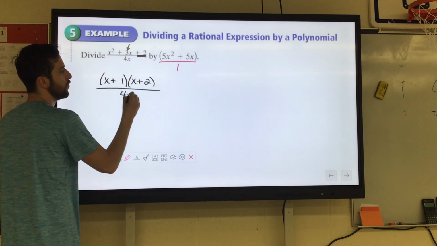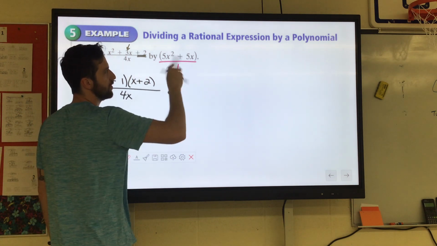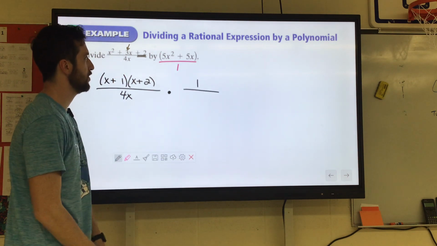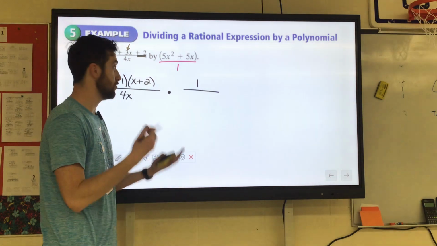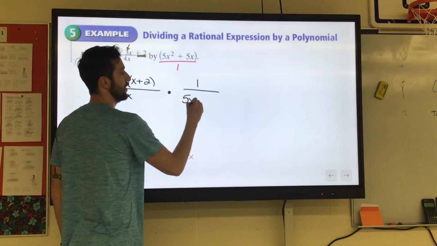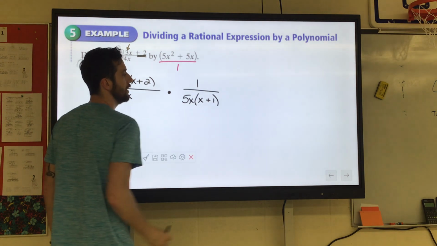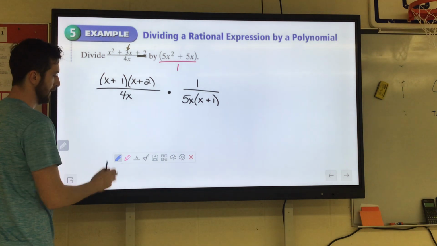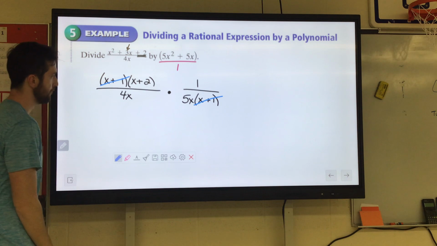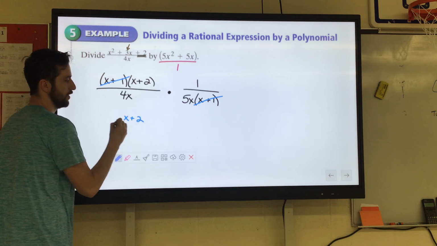Our denominator is 4x. We're changing this to multiplication. We're flipping this over, the reciprocal, so the 1 becomes the numerator. 5x squared plus 5x becomes the denominator. Do they have anything in common? You bet your face they both have a 5x. 5x times x is 5x squared. 5x times 1 is 5x. Anything cancel out? Oh yeah. x plus 1's. That's it. So our numerator is x plus 2.